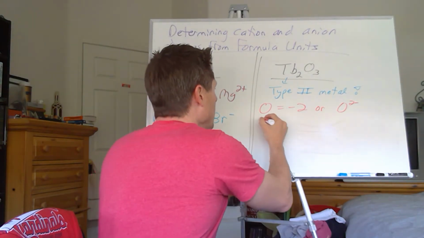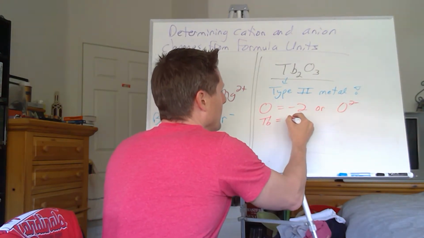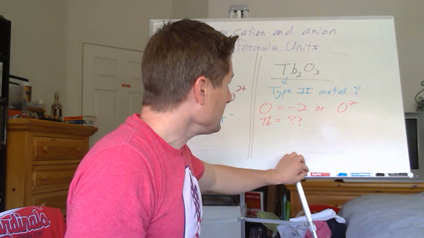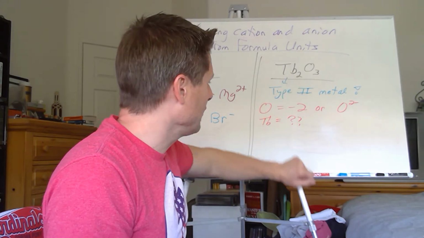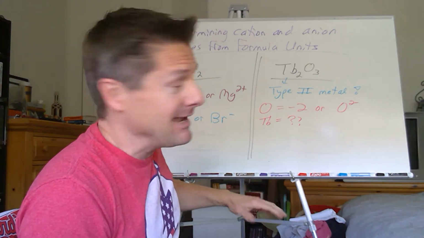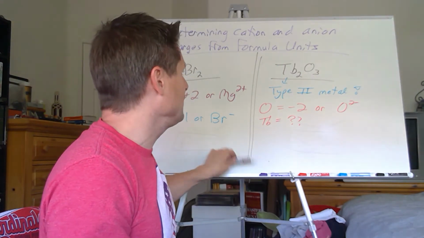The terbium, we don't know. Right? We have no idea. We can't figure it out from the periodic table. So let's reverse engineer it. Let's do some algebra. If you can just see in your head that it's a +3, then you're good. If not, just do this.